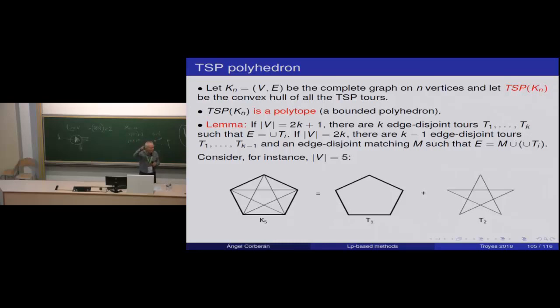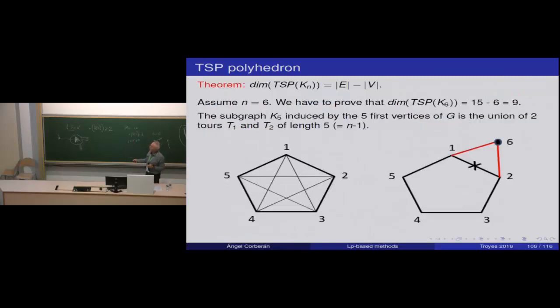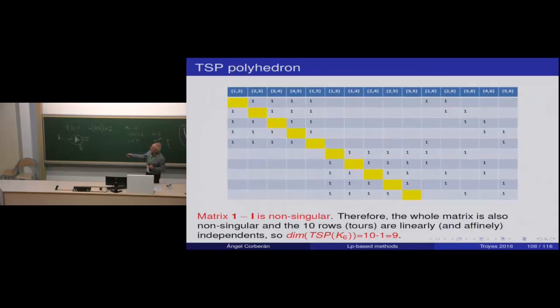Each time I remove one of these edges and add the 2 ones linking their extreme nodes to the vertex 6. Then what we have is this matrix. This matrix is non-singular. That means that all rows are linearly independent. So what we have are 10 tours for our problem defined on the graph with 6 vertices that are linearly independent.